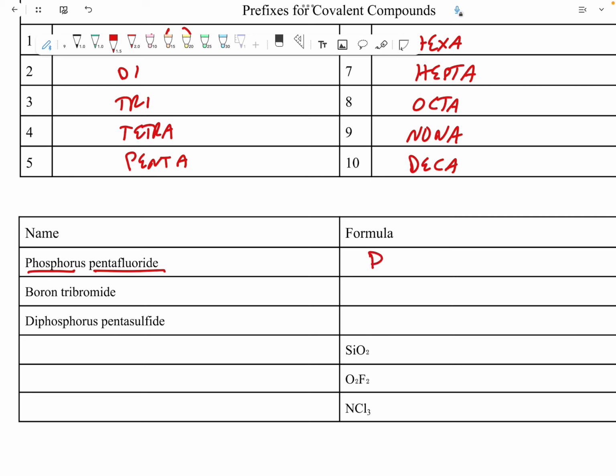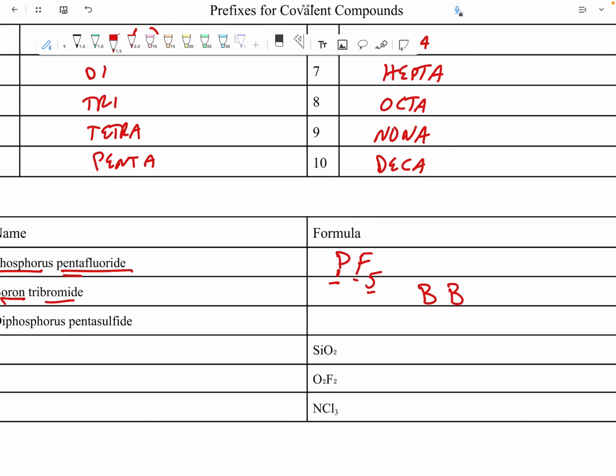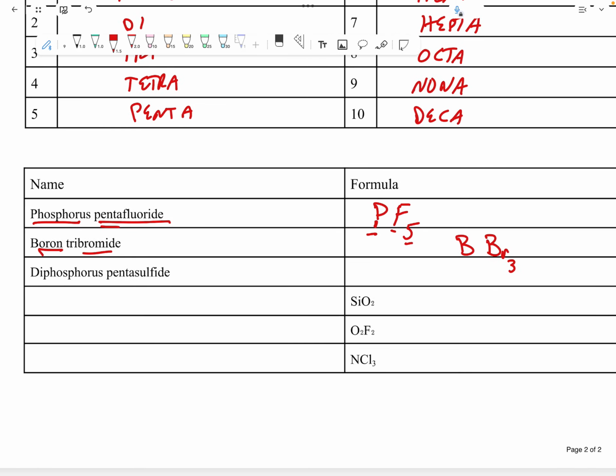And so for something like this, we have phosphorus pentafluoride. Well, phosphorus is simple, that's P. Penta, meaning 5, and fluoride, of course, is fluorine. So that prefix, remember, like I said before, becomes the subscript. So F5, or pentafluoride, there it is. Phosphorus pentafluoride. Boron tribromide. Diphosphorus, now we're using a prefix in the front, pentasulfide, excuse me. And penta, there we go.